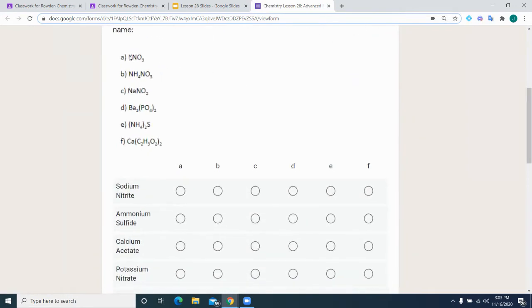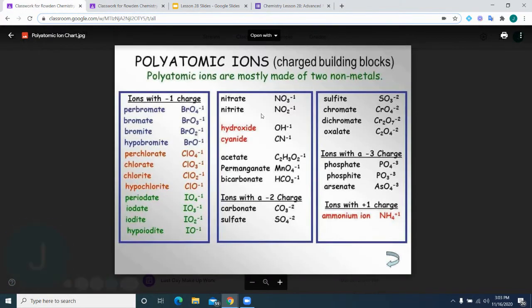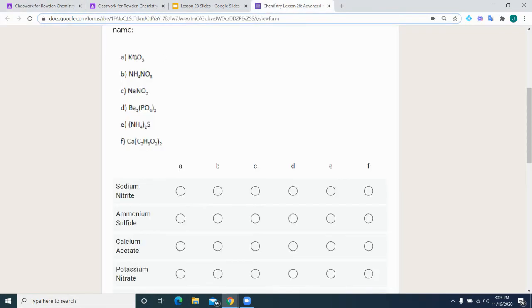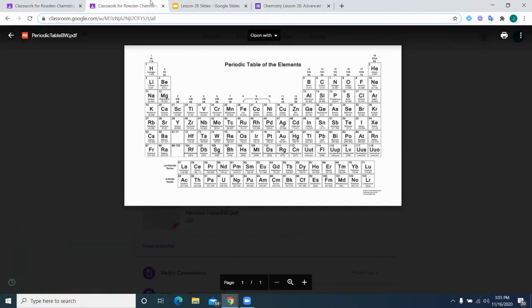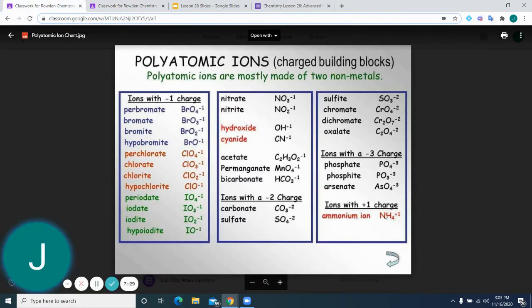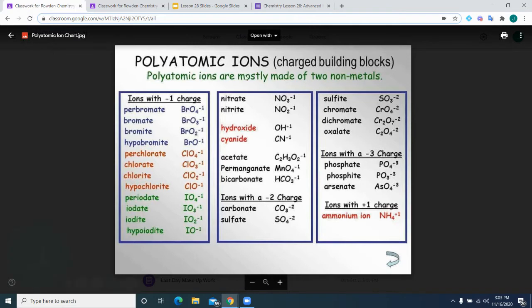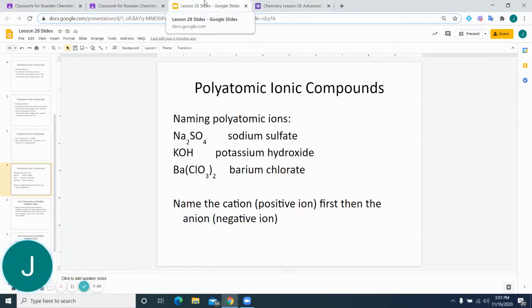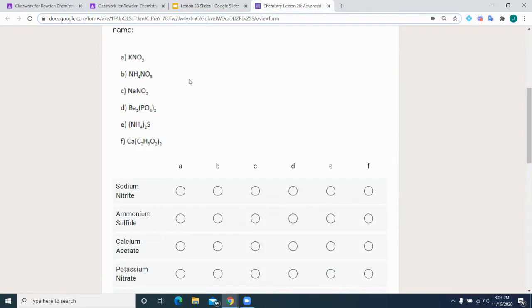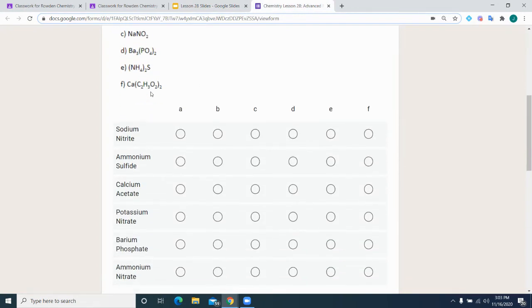Okay, KNO3. If you need to, you can look right here to see NO3 is nitrate. So that'll be potassium nitrate. NH4NO3. If you look right here, NH4 is one of the weird positive polyatomic ions we have. So NH4NO3 will be ammonium nitrate. NaNO2, look at what NO2 is. It's not nitrate, it's nitrite. So NaNO2 will be sodium nitrite.